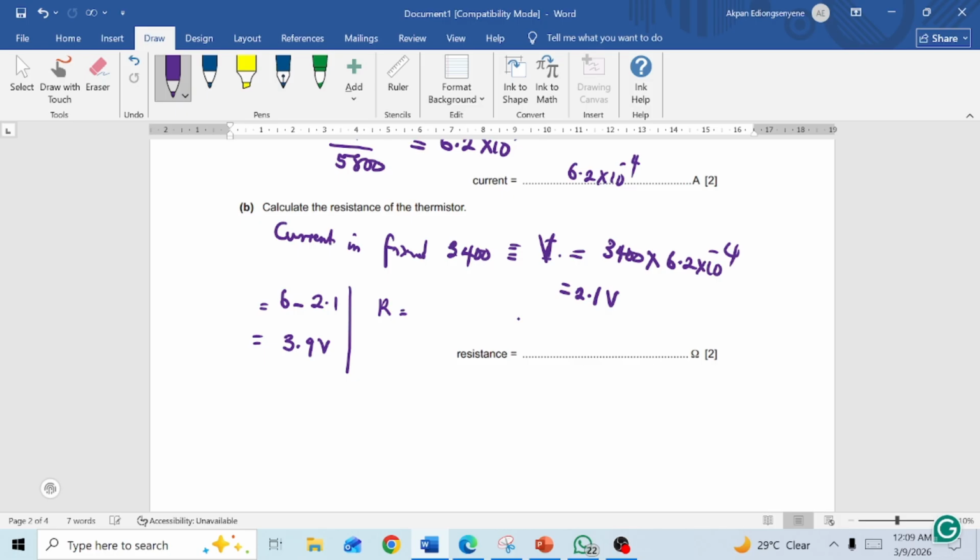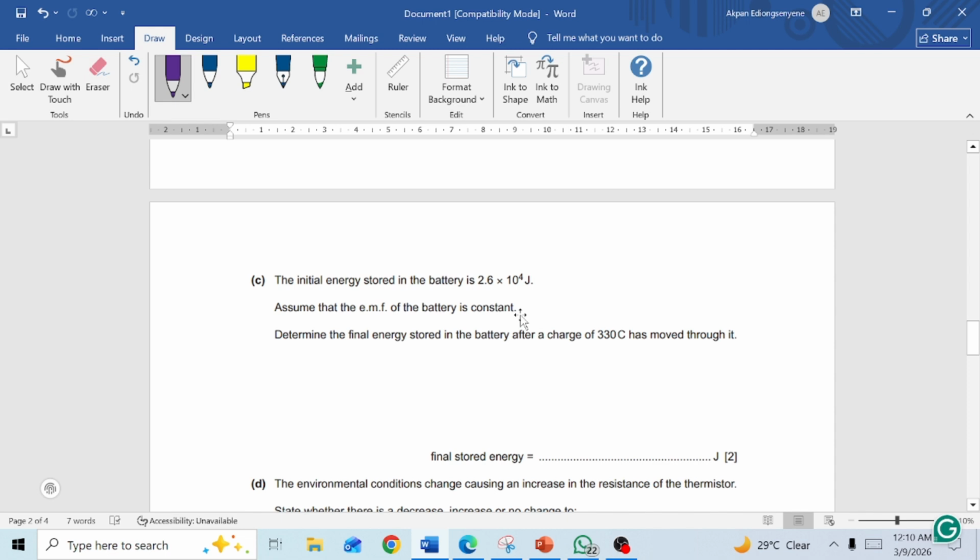Resistance of thermistor will be V over I. 3.9 divided by 6.2 times 10 raised to the power of minus 4. The answer is 6290. Question C. The energy stored in the battery is 2.6 times 10 raised to the power of 4.